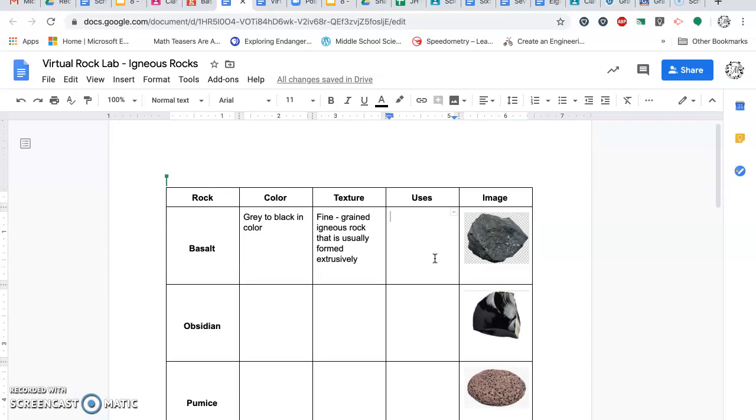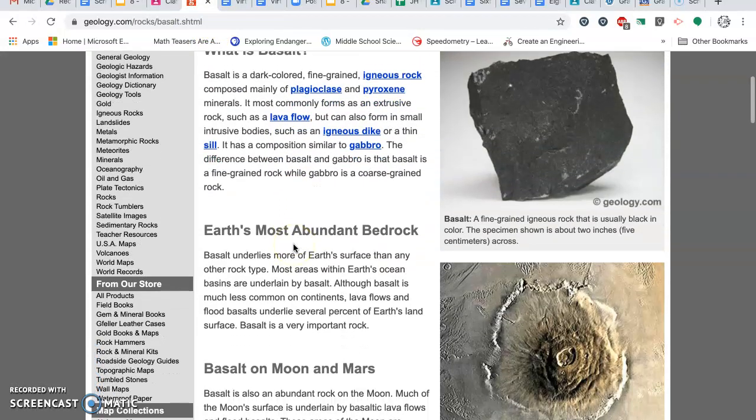If you want to include that it's extrusive or intrusive, remember the extrusive goes along with fine grained because the extrusively formed rocks cool very quickly. So they don't have time to form large grains. All right. And then we'll go back over here and see if they mention any uses.